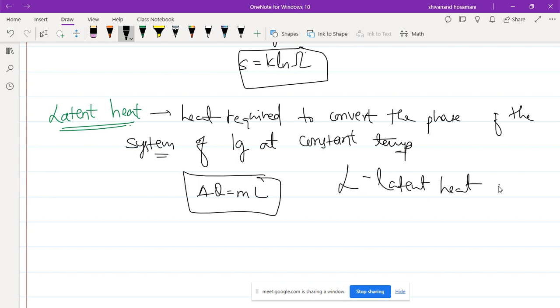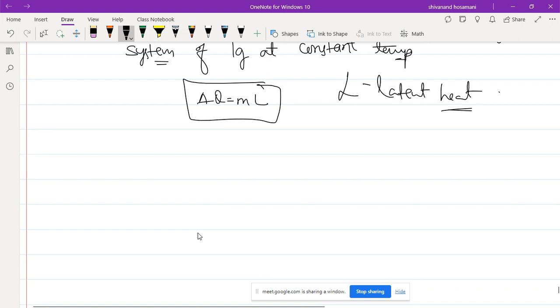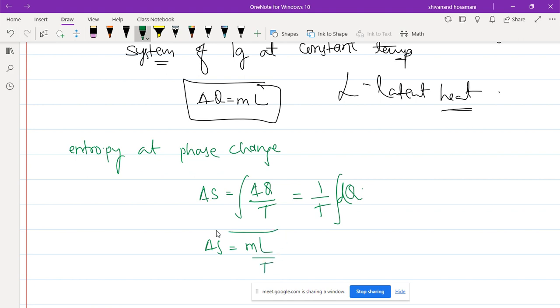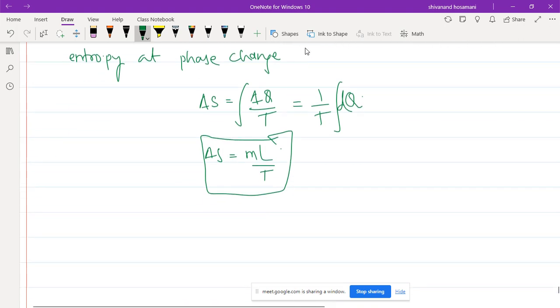The next step: using the same delta Q, I can calculate the entropy. Entropy when changing phase, the entropy of latent heat, is delta S is equal to the integration of delta Q divided by T. We can rewrite this as 1 divided by T times the integration of dQ. Therefore, delta S is equal to ML divided by T. So this is the change in entropy during the phase transition.